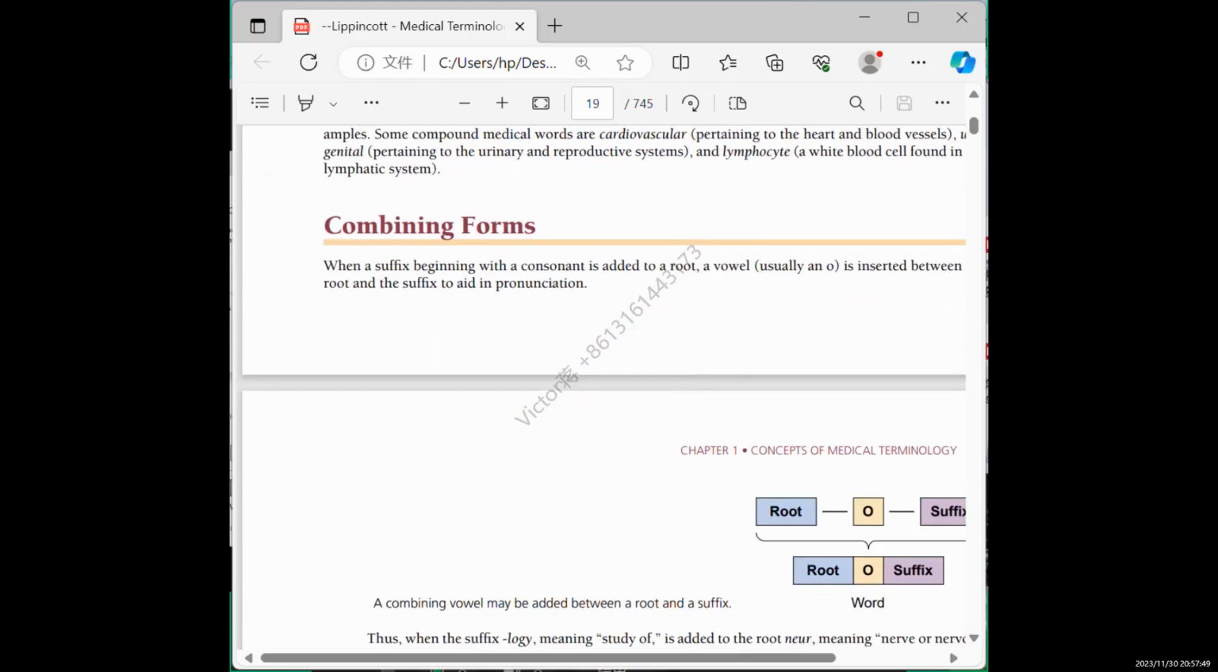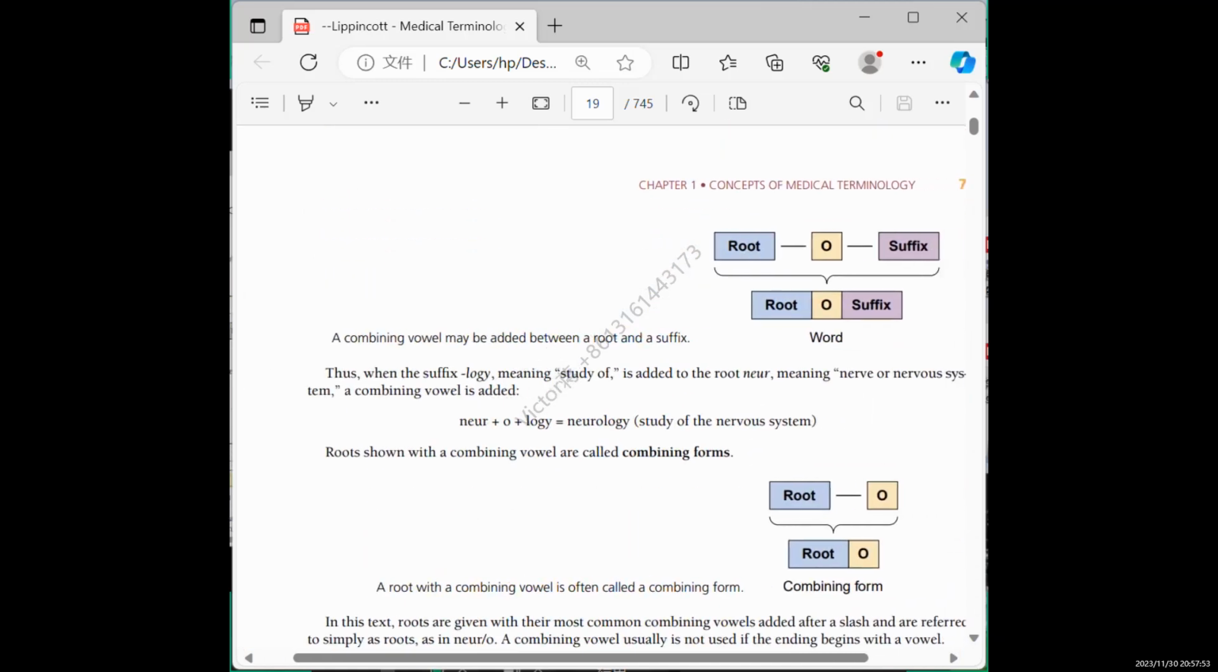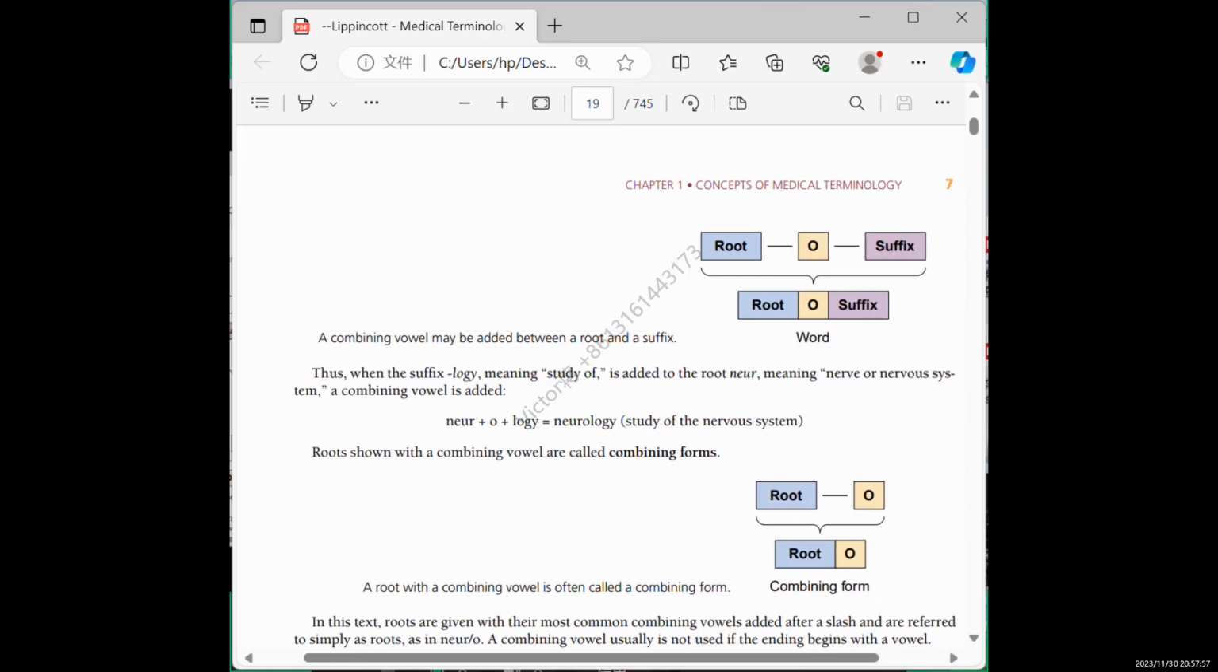So according to this electronic form, we can see the combining form. You see, let's say the root and O and the suffix. For example, here, have a look, this word, neurology. As we know, O-L-O-G-Y as the suffix means the study of some subject, some discipline, right? And N-E-U-R actually refers to the nerve, N-E-R-V-E. So N-E-U-R plus O, and then with L-O-G-Y at the end of the word, totally, it reads neurology. So neurology is the study about the nerve system, right?